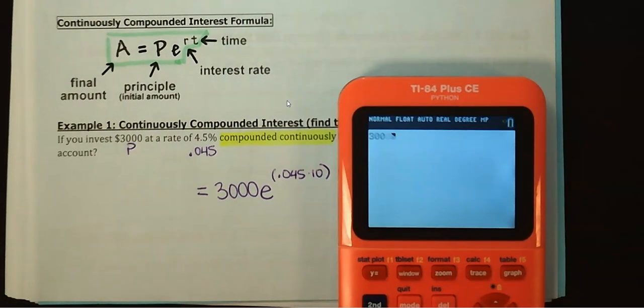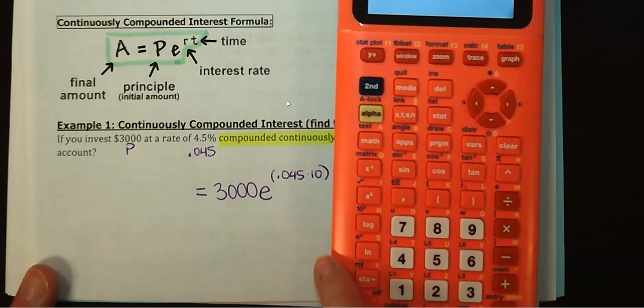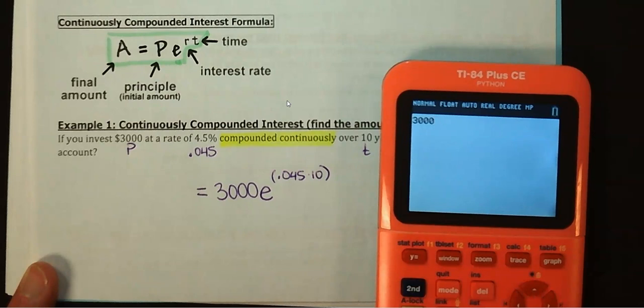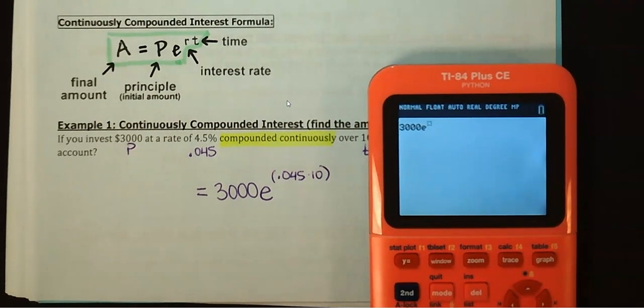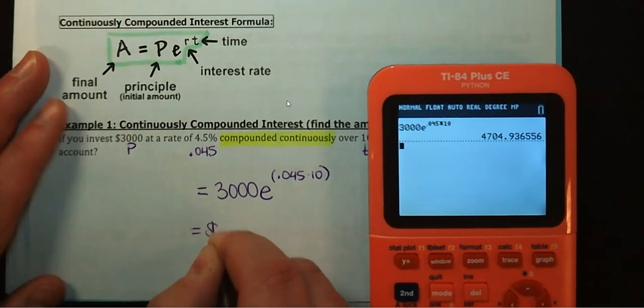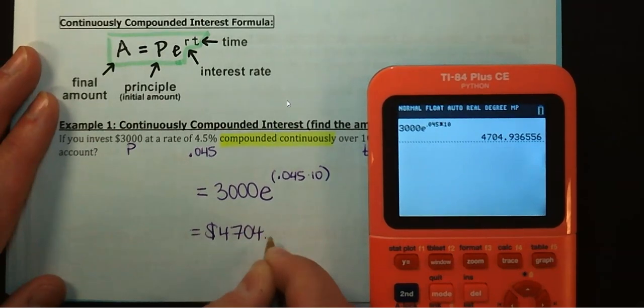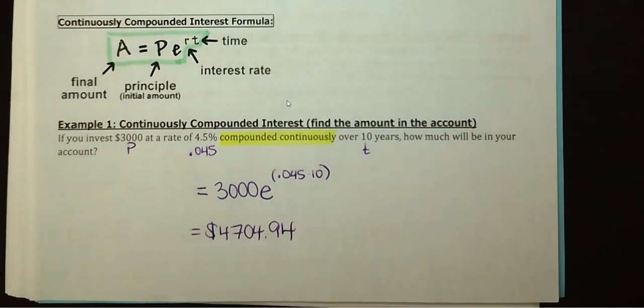So 3,000. And just to remind you guys, if you have an 83 or 84, the e button is second, and then it's the button left of the 4. It says LN on it. So hit second LN. That should give you e. And then for your exponent, I'm going to do 0.045 times 10. Again, if you have an 83 or a scientific calculator, just put parentheses around that exponent, and then you're done. So after 10 years, we'd have $4,704.94. It's just a little bit different way to calculate interest.